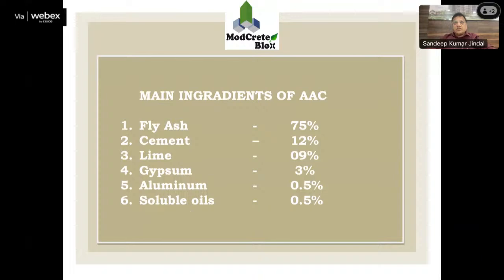Earlier, you must have heard about CLC blocks, cellular lightweight concrete blocks. They were made with the help of foam. So there are two ways of making concrete lighter. One is to add the foam and mix it up well, and there will be a froth action. The froth will make any concrete lighter. So earlier we used to call it foam concrete blocks. That was made with soap or this kind of products.